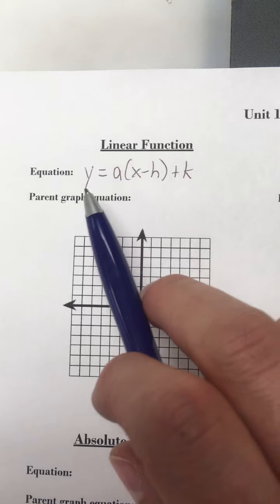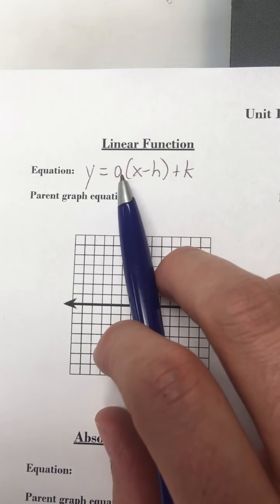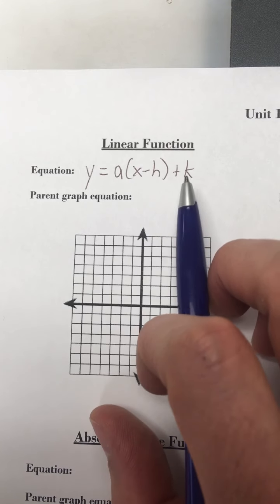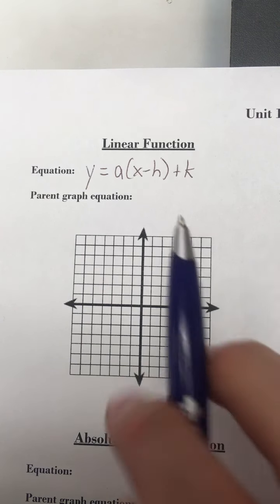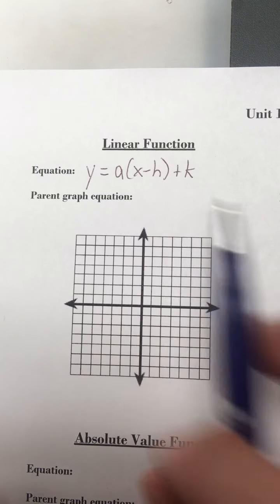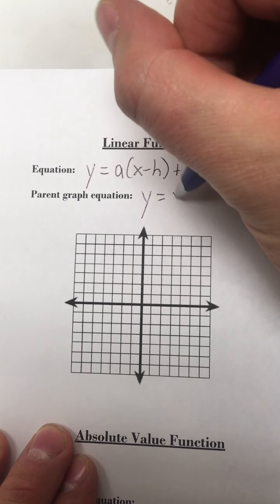Now, what's the parent graph equation? If I didn't have any numbers in place of a, h, or k, if I just had a linear function with no extra numbers, that would be the parent equation, or the parent function. When I was in high school, my teacher called it a mother function. You can imagine the fun we had with that. Everybody started calling things a mother function. But anyways, the parent function, if I had no extra numbers for a linear equation, would just be y equals x.